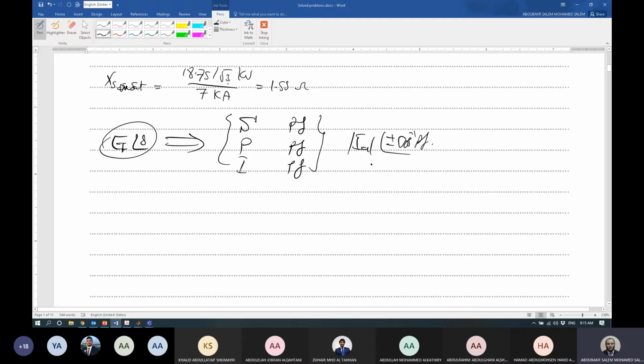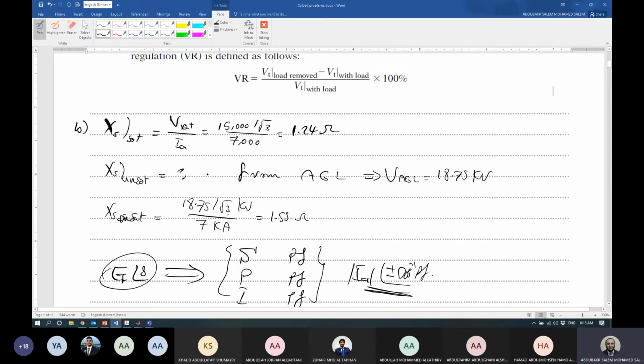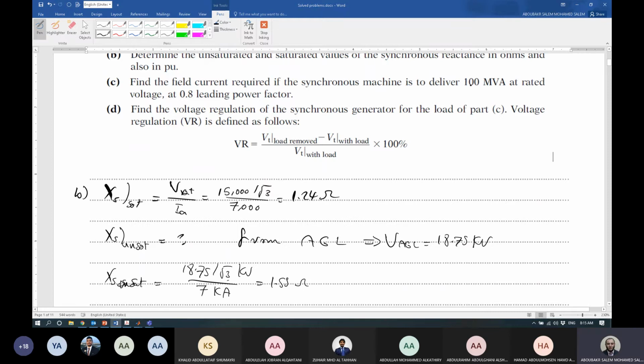In order to get this vector, you should have one of these three combinations. If you have one of these three combinations, you can easily calculate IA and use the equation of the synchronous machine to get EF. Simply, here we have the value of S. So we have S equals 100 megavolt ampere, and the power factor also is given, 0.8 leading.